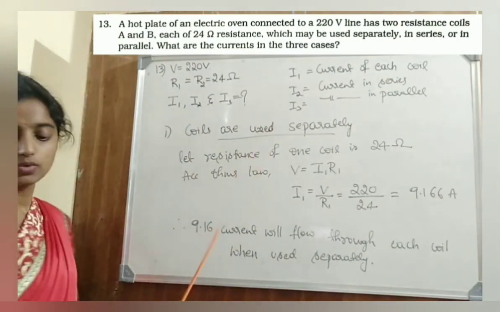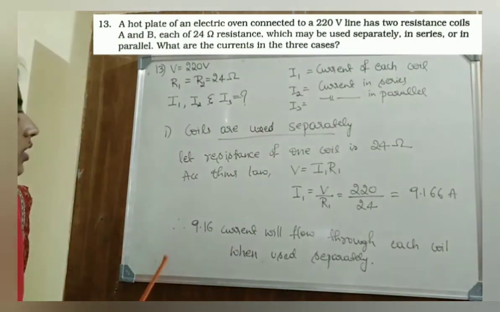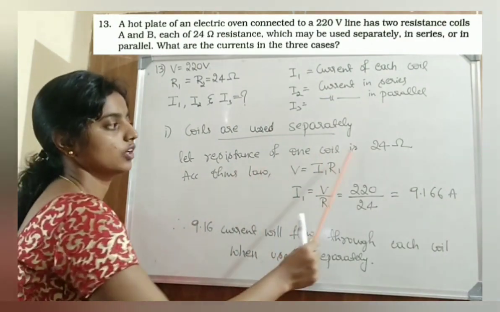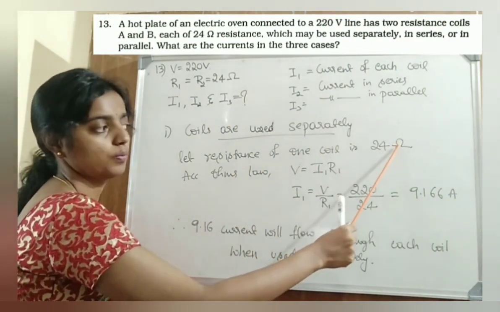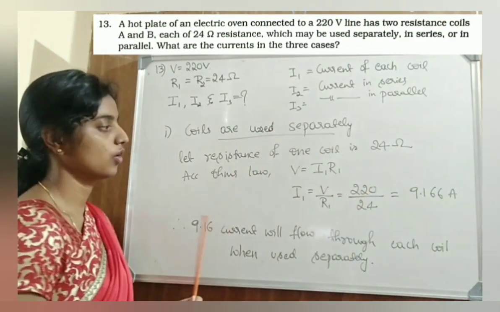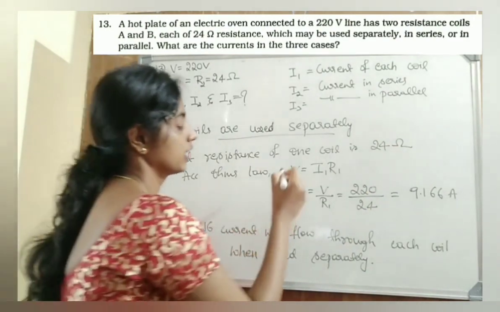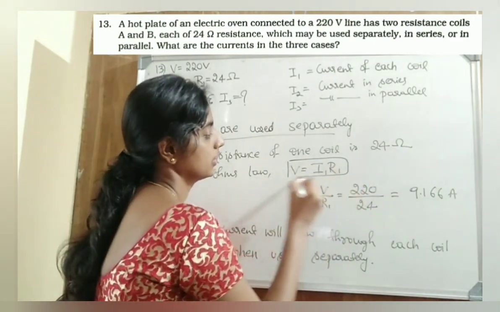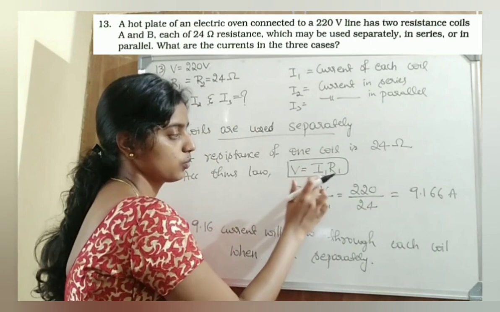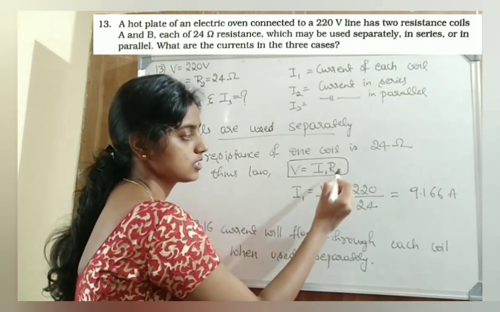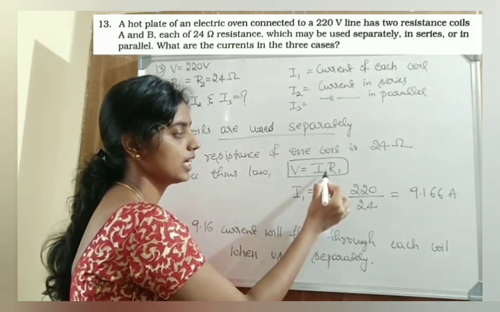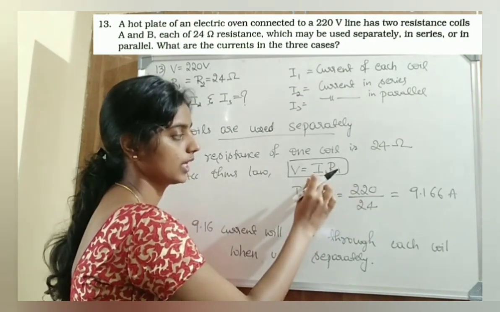Each coil used separately. The resistance of one coil is 24 ohm. It has been given in the question. According to Ohm's law, we will take this equation for all the 3 different cases. V is equal to I1 R1. What is this I1? Since it's the first case, I am indicating 1 for both current and resistance.